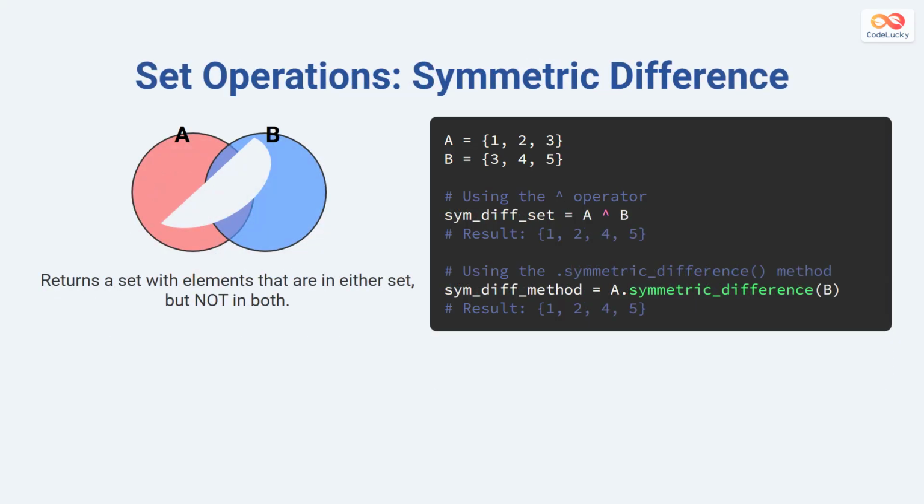Finally, we have the symmetric difference. This operation creates a new set with all the elements that are in either of the sets, but not in both. It's the opposite of the intersection. For a set with 1 and 2 and another with 2 and 3, the symmetric difference would be a set containing 1 and 3. You can use the caret operator or the symmetric difference method for this.